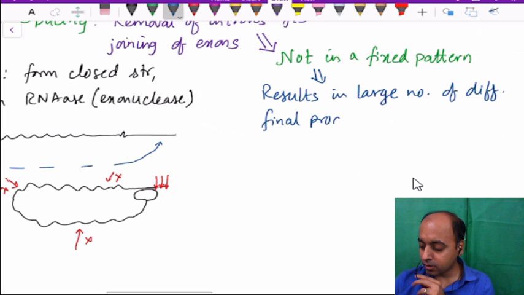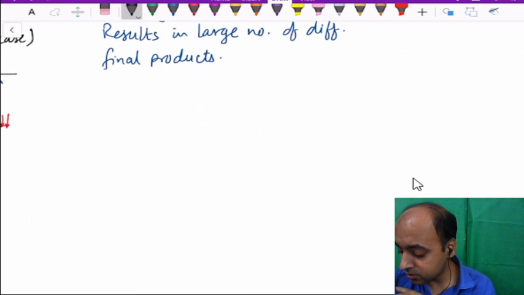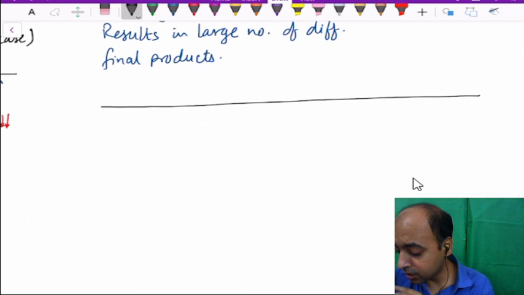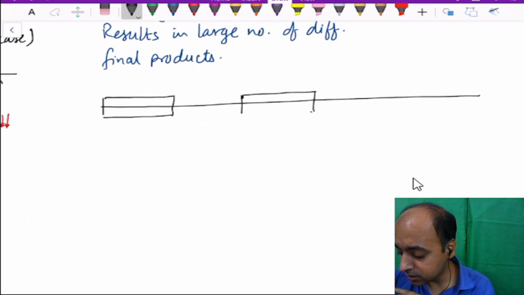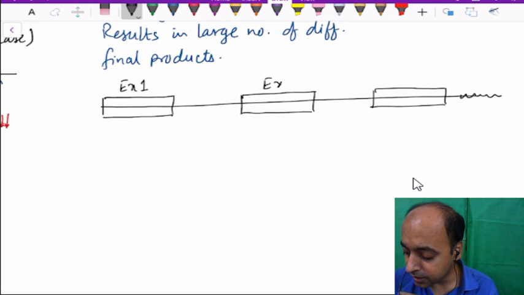I'll give you a very simple, straightforward example. See, you have this heterogeneous nuclear RNA, you have the exons. The intervening areas are the introns. Okay, let's say this is exon 1, this is exon 2, and this is exon 3.